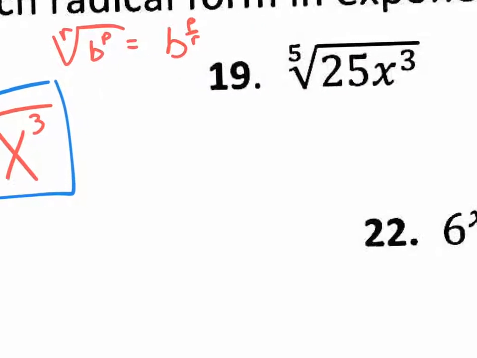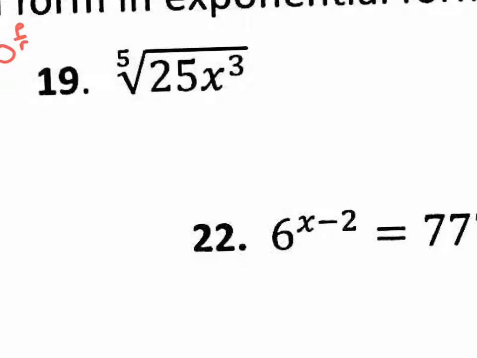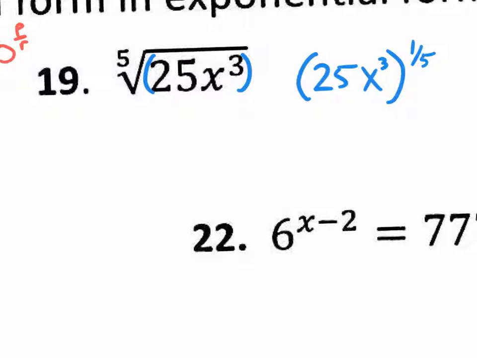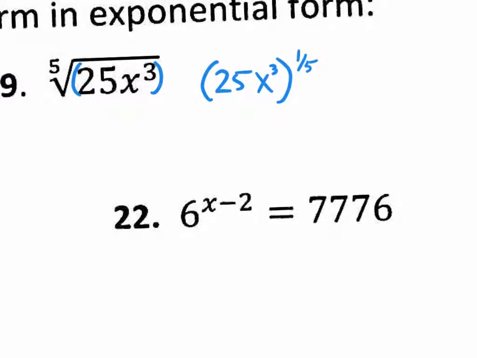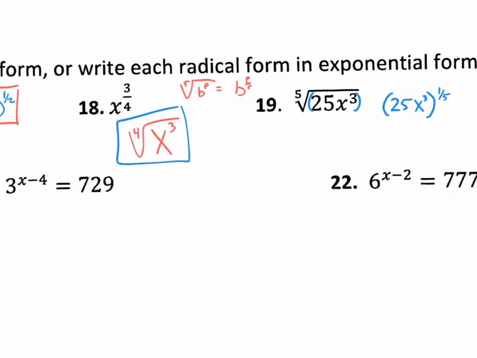Let's move on. 19. Now, don't get confused with this guy, because if you're thinking, oh, power goes up on top, that is true, but remember, we have this whole thing inside the radical. So you need to put that whole thing in parentheses. So you're going to put the 25 x to the third in parentheses, and that's going to be to the what power? To the 1/5 power. And that's it. You don't do anything else. You just leave it. And that's it for the changing.